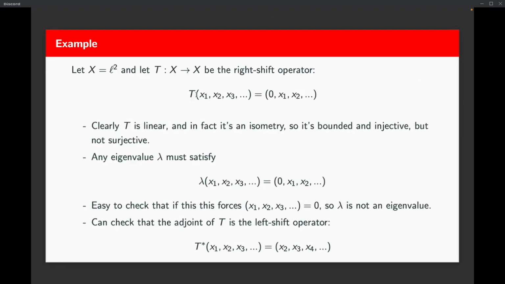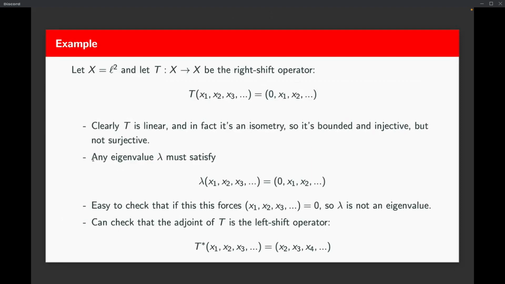And we'll just look at the right shift operator. So we take a sequence and we shift it to the right by 1 and put a 0 in the first slot. I'm sure this is very familiar as an example from where we studied Hilbert spaces. T is obviously a linear map, and you can see it's an isometry because we have the same set of x's. We just move them over by 1, so the norm's going to be the same after shifting. Isometry means that it's both bounded and it's injective, but it's obviously not surjective because the image has to have a 0 in the first slot, whereas that's not true of all of L2.